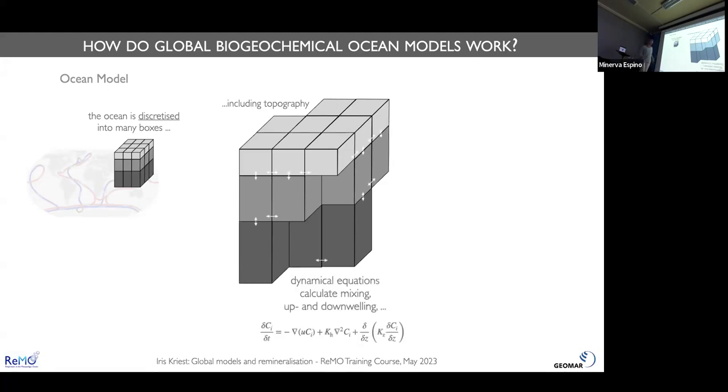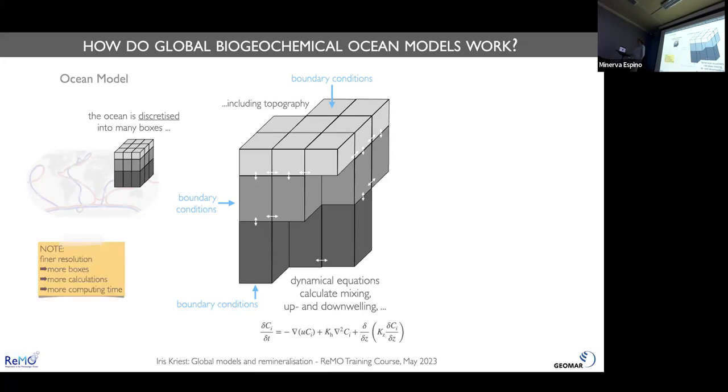And then there are fancy physics in those models that calculate mixing, the up and down welling, advection, and so on via more or less scary equations. This will not be about these equations here. These equations describe the mixing or the transport of tracers from one box to the other, either in the vertical or in the horizontal. And these models also have boundary conditions. So think of heat fluxes at the sea surface, of riverine input of fresh water, for example, or some slip conditions at the seafloor.